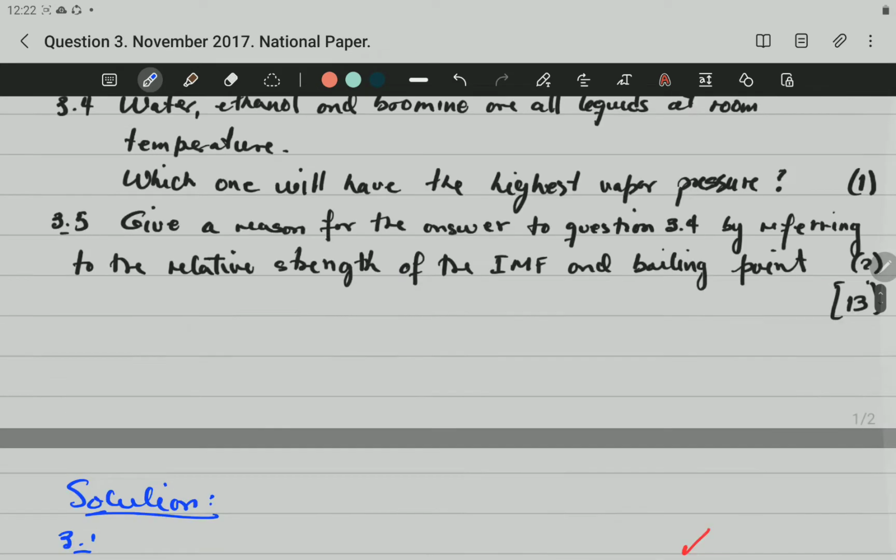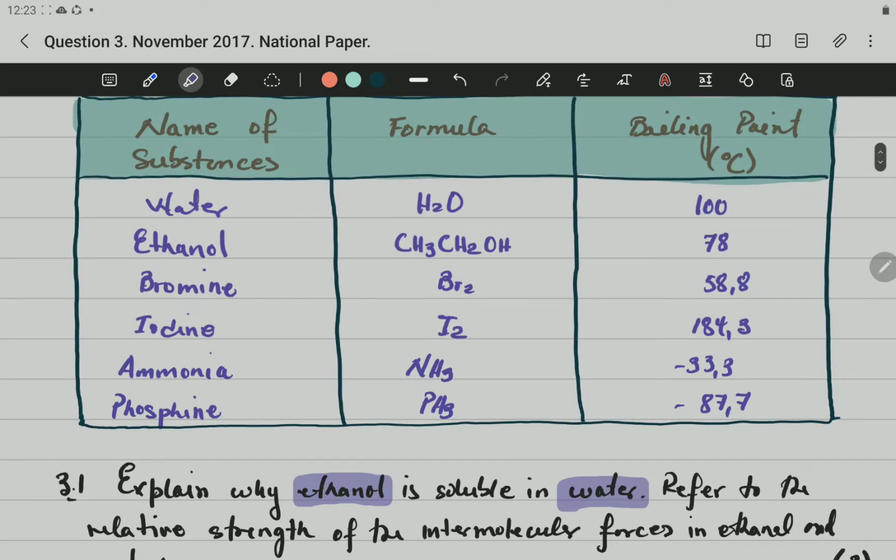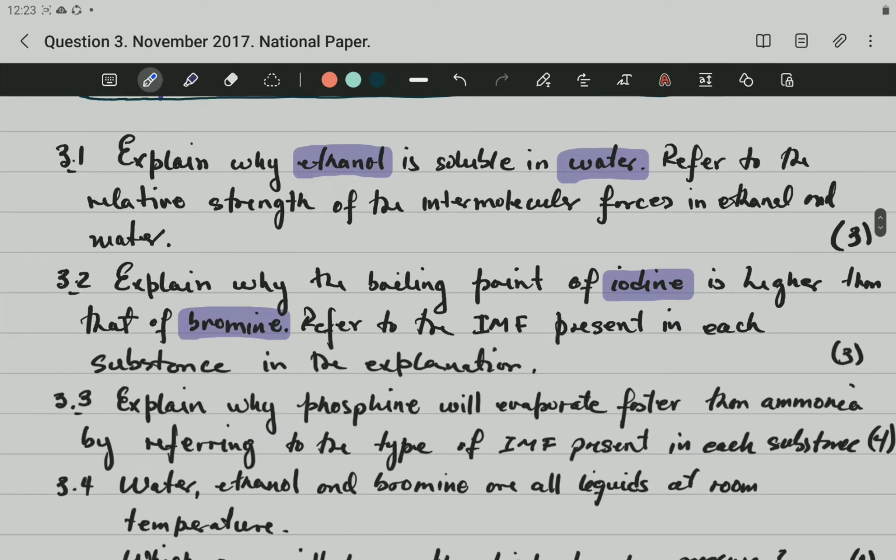Let's go to the next one, 3.2. They say explain why the boiling point of iodine is higher than that of bromine. So we have iodine and bromine, and you can see here iodine has 184.3, and bromine only 58.8. Iodine is a solid, it forms a crystal lattice, and bromine is a liquid. So the intermolecular forces are stronger in iodine. Now the question is to explain why the boiling point is higher.